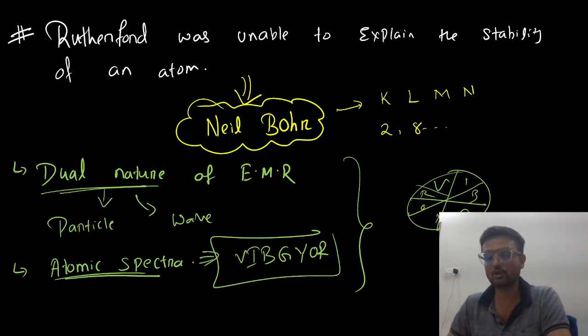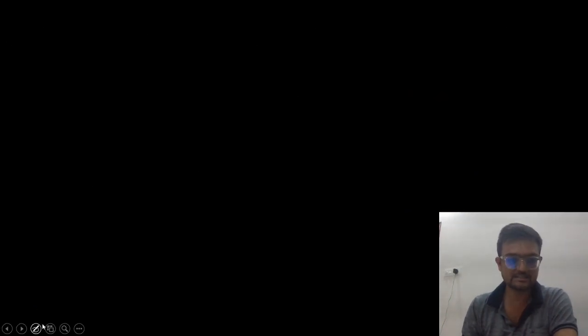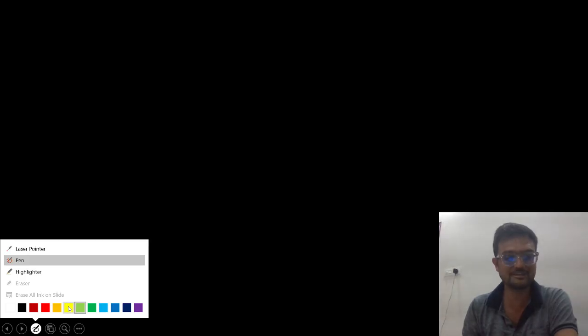So before we go towards Bohr's model, let's focus a little bit on these two important things, that is dual nature and atomic spectra. So let's get started with the next very important concept, that is the nature of light.